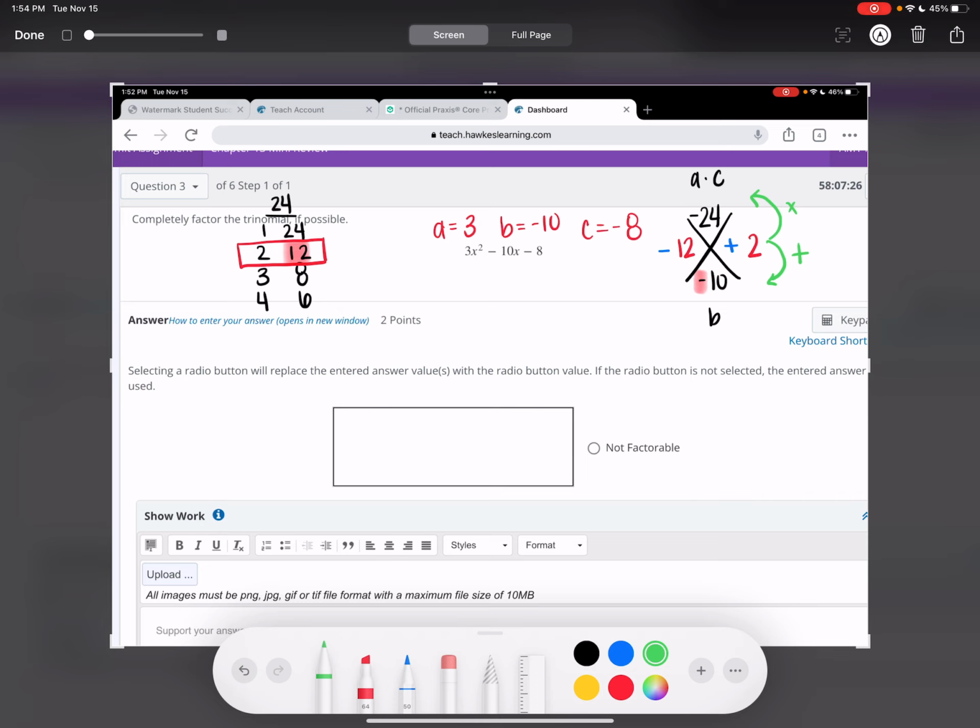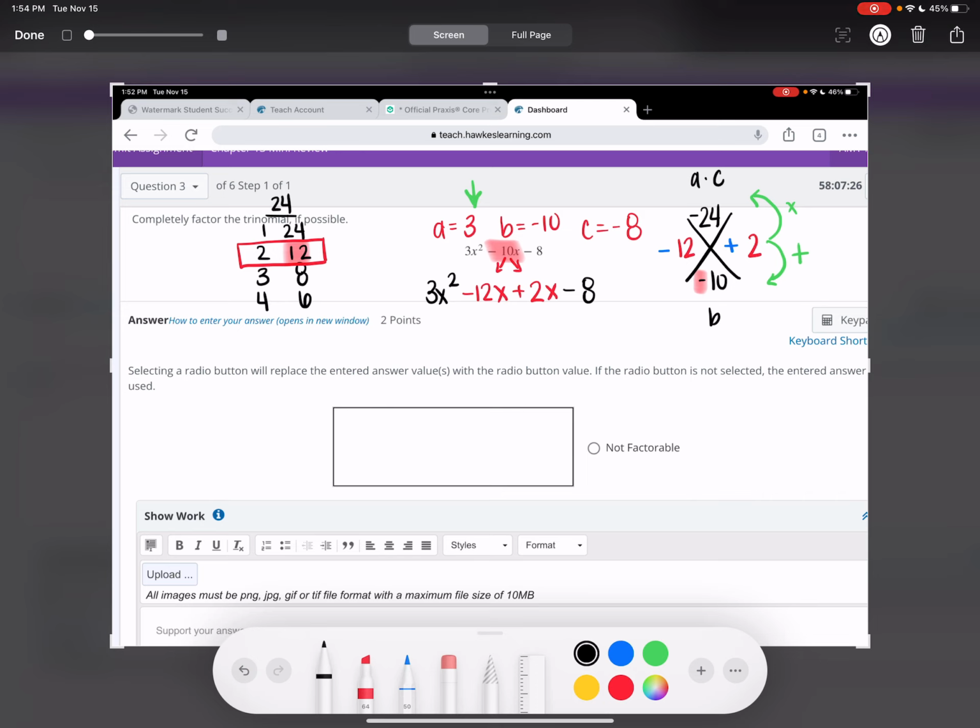Now, I cannot use the shortcut because A is 3. If A was 1, I could use the shortcut. I could go straight to my answers. But because A is not 1, I cannot use the shortcut. And so what I have to do is replace that B term, negative 10x, with negative 12x and positive 2x. Carry everything else down, and now I'm going to factor by grouping.